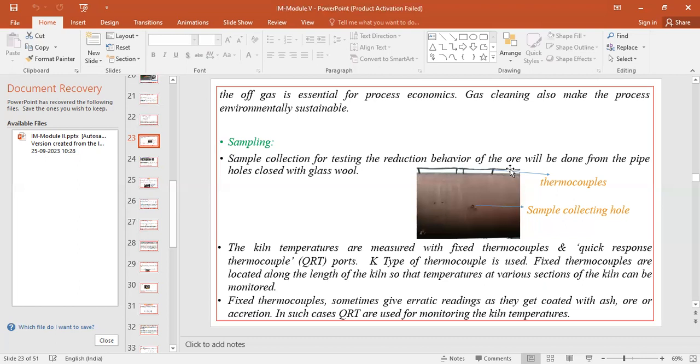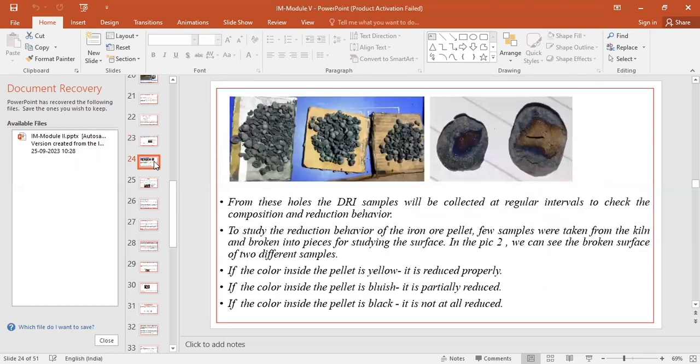Sometimes, whenever there is accretion formation in huge quantity inside the kiln, these thermocouples may not be able to give proper readings of the temperatures present inside the kiln. In such cases, the QRT, that is quick response thermocouples, are used to collect the temperature profile of the kiln. Okay.